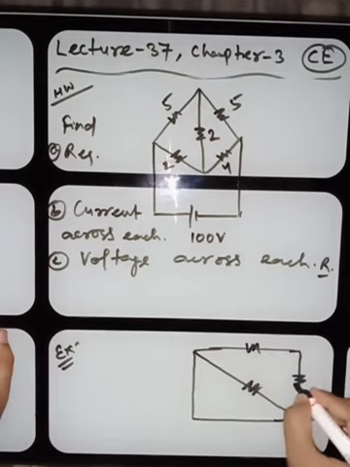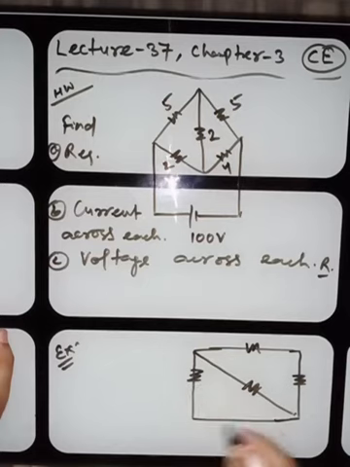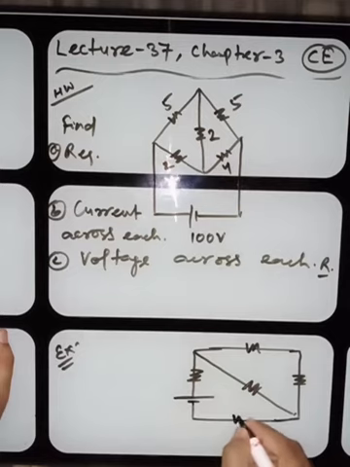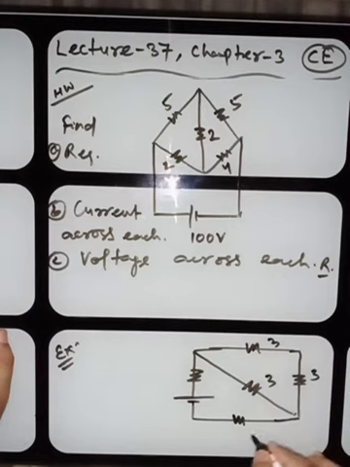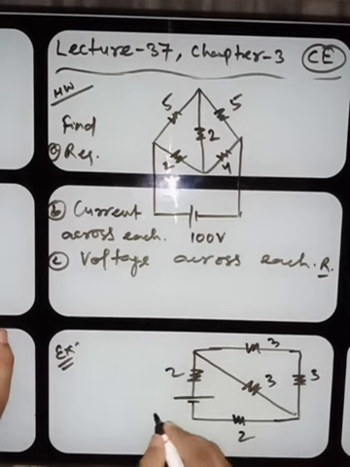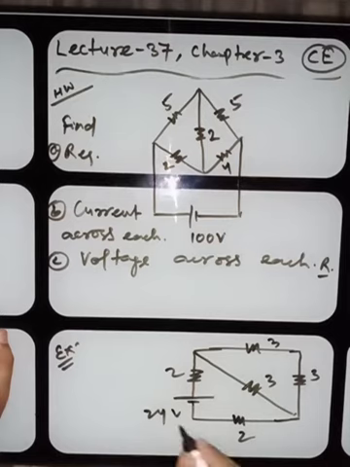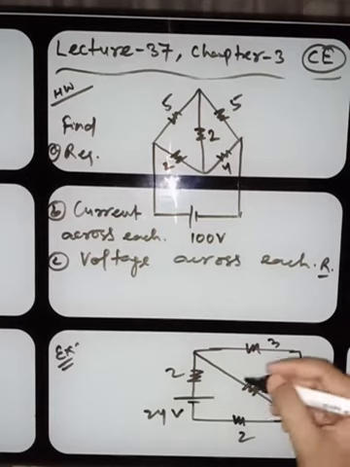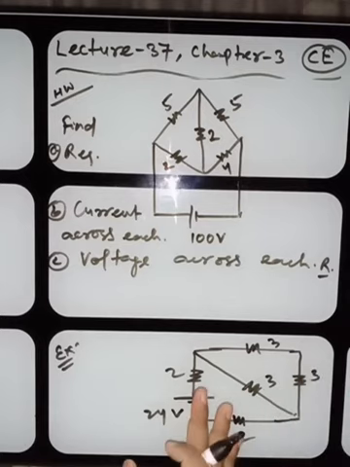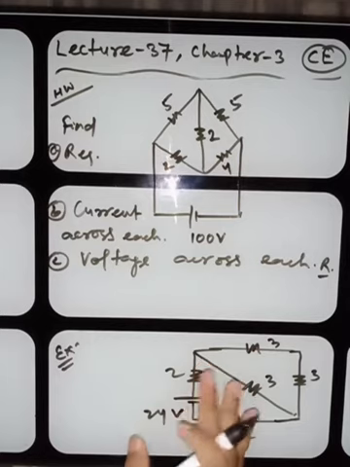This one, apply a battery, and okay, one more resistor. 3, 3, 3, 2, 2, and 24 volt. You have to find current across each resistor and voltage across each resistor and total resistance. Remember, student, without using KVL, that is the Kirchhoff voltage law, you can solve this question directly.